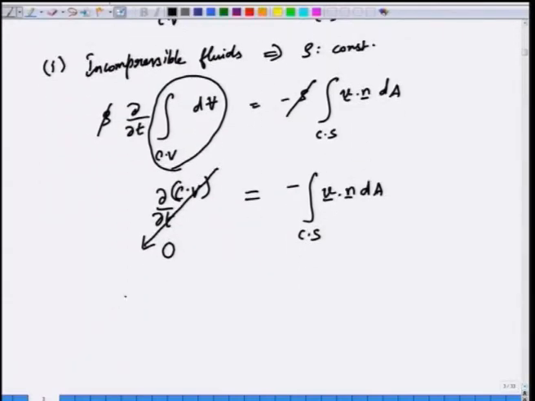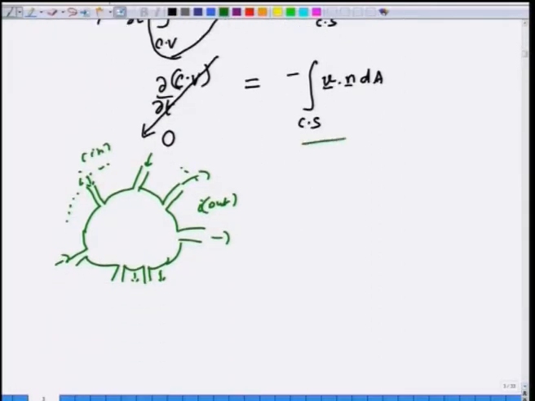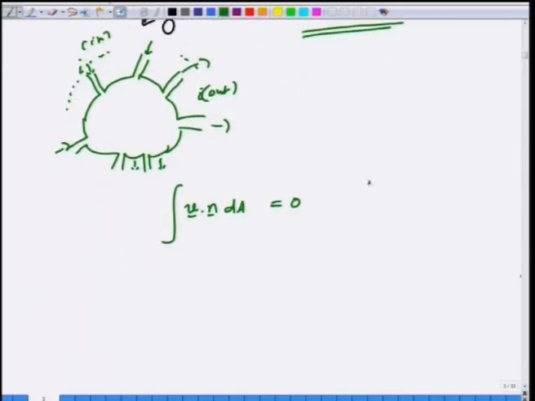Now, let us apply it to a case where a CV can be a container with a region of interest with several inlets and several outlets. Just schematically, fluid can come in and go out through several outlets. Now, I can therefore split this flux term. So, for an incompressible fluid, the integral of V dot n dA is 0. This is the conservation of mass principle, a simplified form for incompressible fluids.